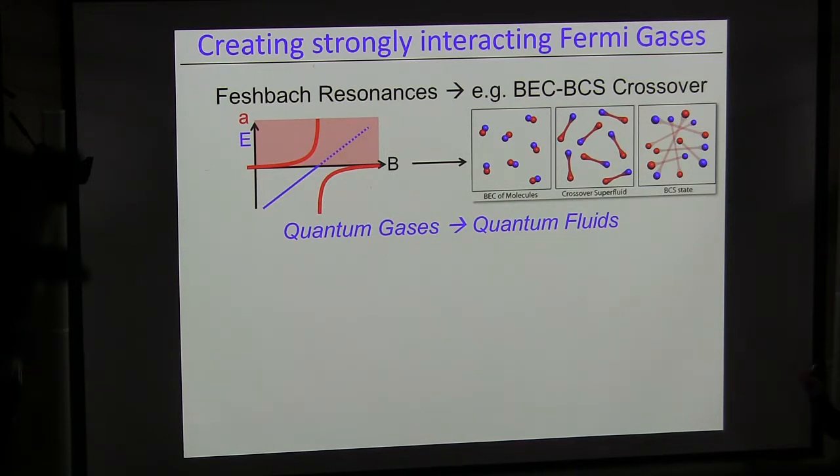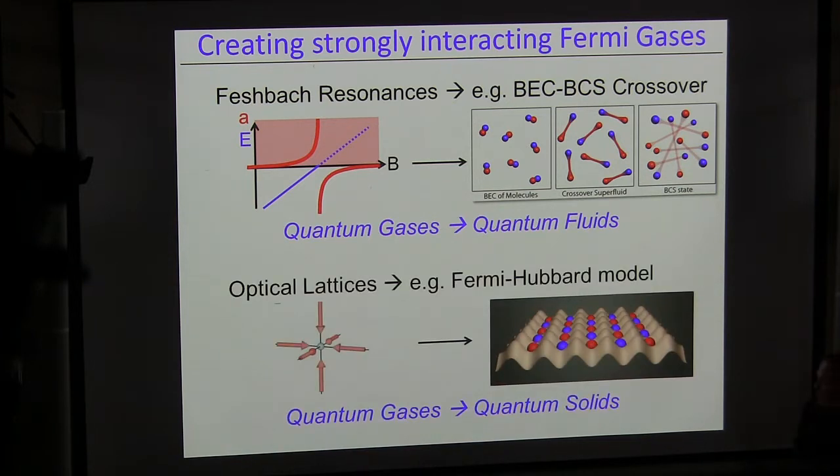And then there are many ways, but in particular in this talk, two ways to tune the interactions and make them strong. One is just to use a Feshbach resonance in the bulk, and the other is to throw these atoms, as we have heard before, into an optical lattice and quench the kinetic energy, thereby realizing the Fermi-Hubbard model.